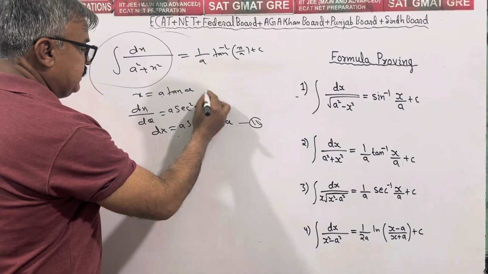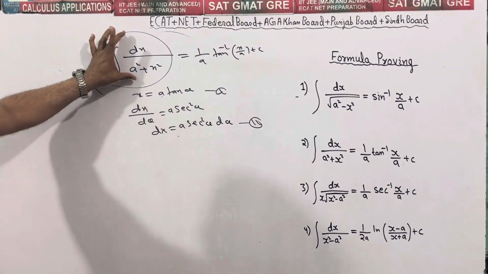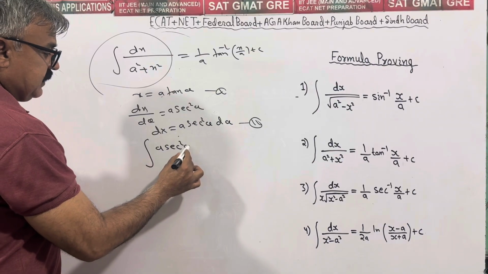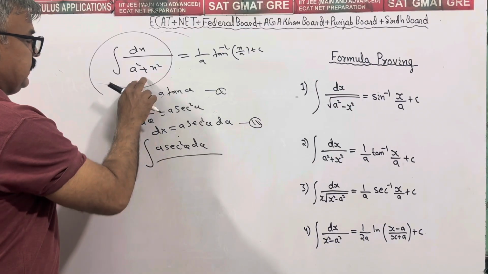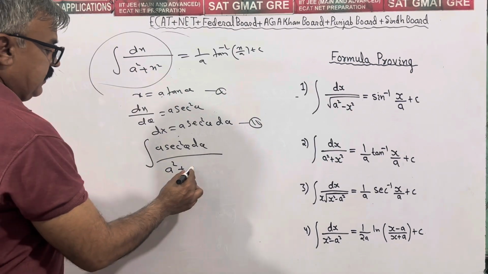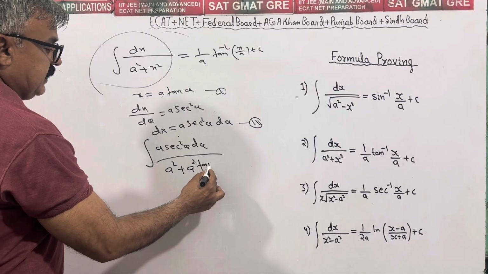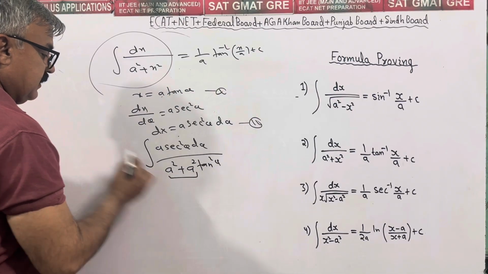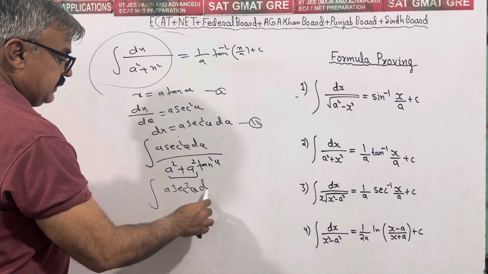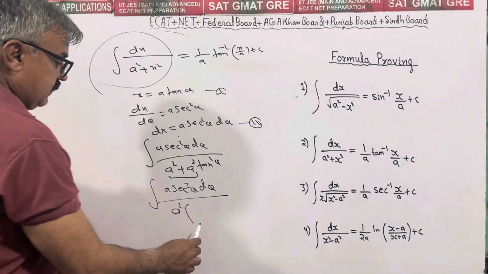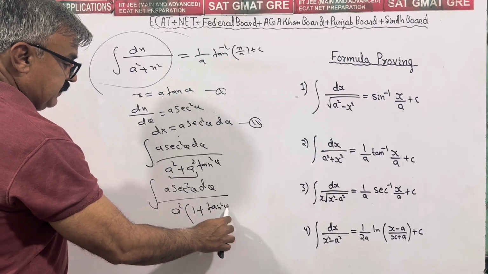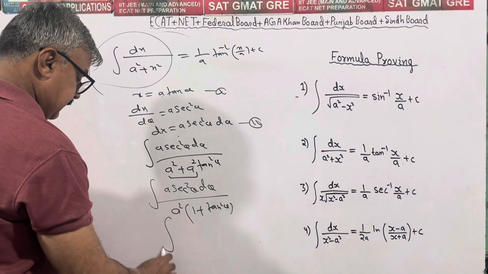That's our second supposition. That's one. Utilize both these values in the original integral. Instead of dx, I can write a sec square theta d theta. A square same. We have assumed that x is equal to a tan theta. There is square on x, it can be written as a square tan square theta. A square common. We have a sec square theta d theta. A square is common. What left? Nothing left. 1 plus tan square is equal to sec square theta.